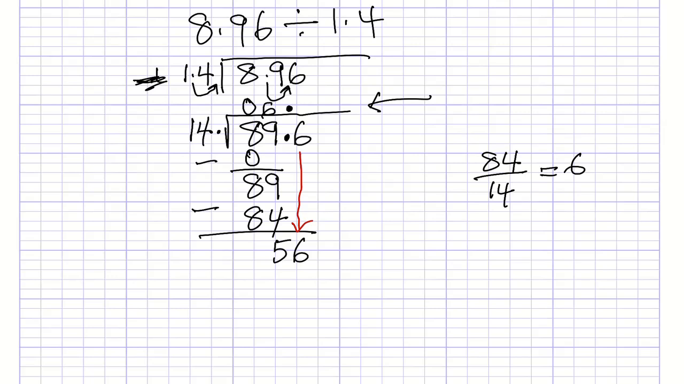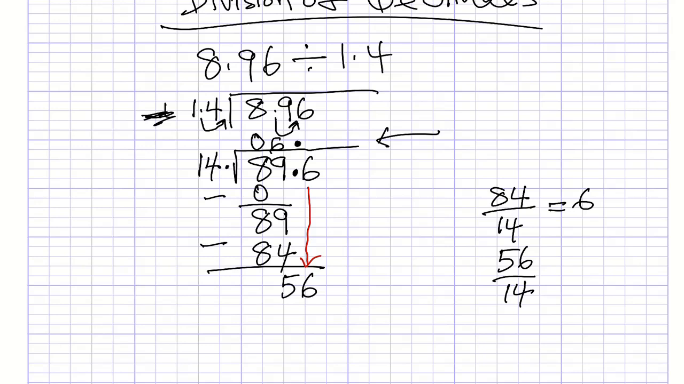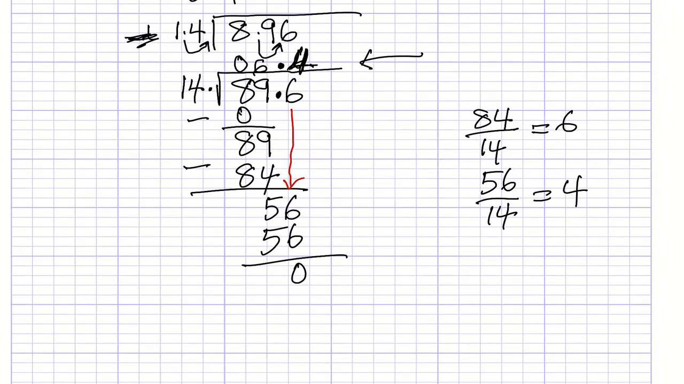14 can go into 56 4 times, right? Yes, 4 times. And then you put the 4. Now you see the 6 is on the right of the decimal point, so you put the 4 right here. You put that 4 right here, then you write 56, and you subtract. When you subtract, you get 0, right? And then we'll finish because there's nothing more to bring down. You see that, right?